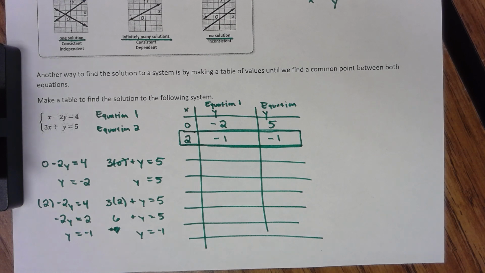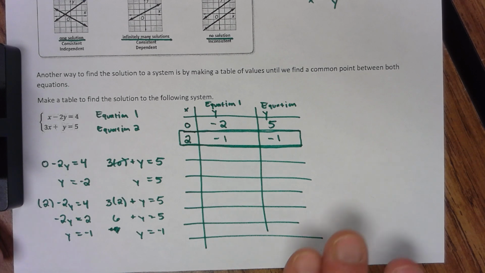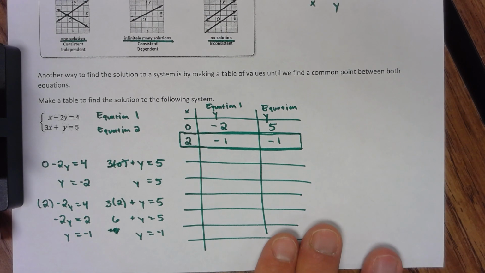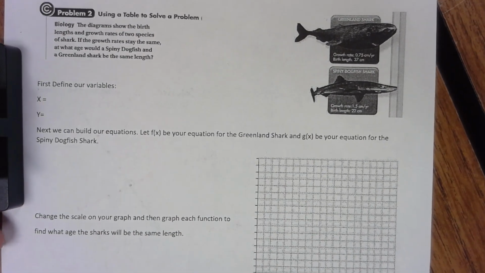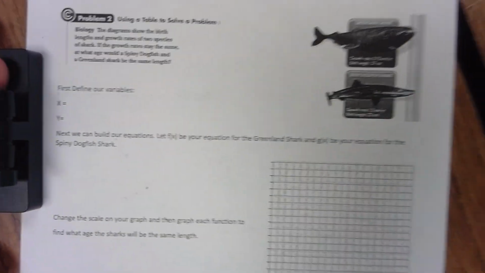Again, this isn't typically the best way to solve a system, but nonetheless, it is a way that we could solve any system by creating a table of values. Once you're done here, go ahead and flip over the page where we're going to work through an application. This is something that shows up quite a bit with systems, and you're going to get some SAT related stuff with applications as well.